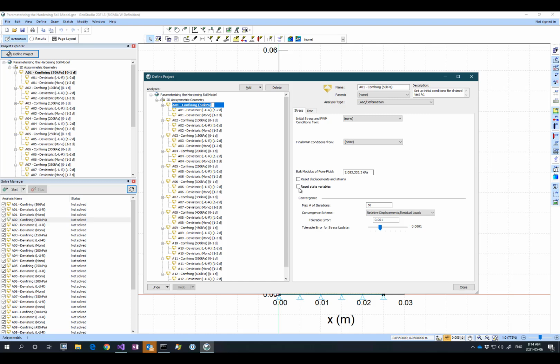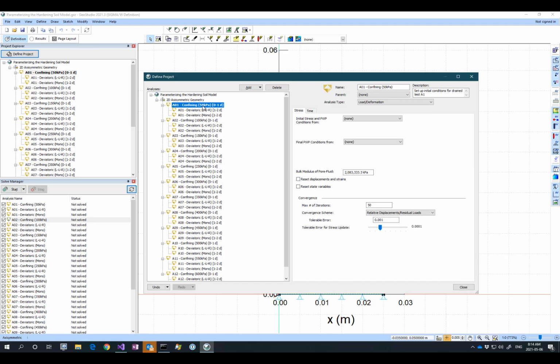And so they were not set in this case. Now that means that any of the deformations accumulated during the isotropic compression will carry through into the deviatoric loading phase. And so in actuality, it would have been better modeling practice to toggle the reset displacements and strains, and these are accumulated values, to toggle that on.